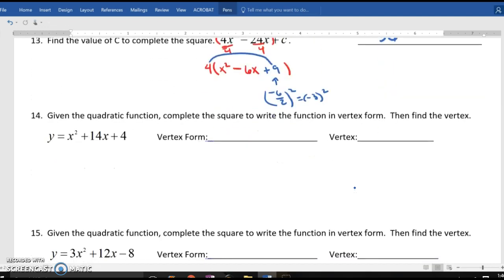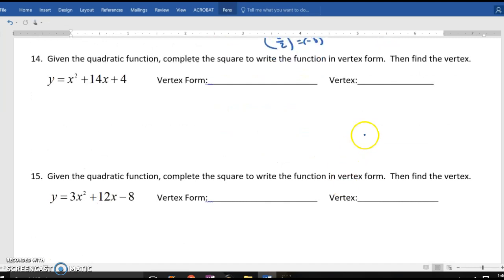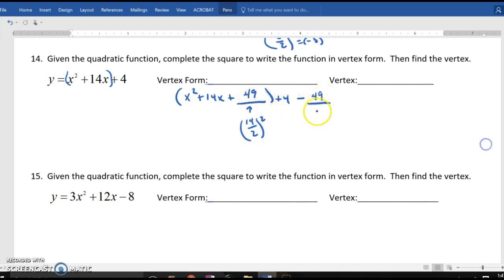Okay? Now down here, when we complete the square to find vertex form, this is not a perfect square, so I grouped the first 2 terms. I'm going to have x squared plus 14x plus some number, right? Plus 4, but I'm also going to have to subtract that same amount I add in. How do I find this number? Half of 14 squared is going to give you 49. So if I add 49 here, I have to subtract 49.